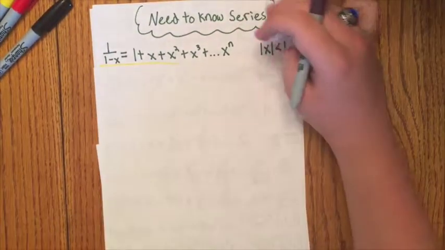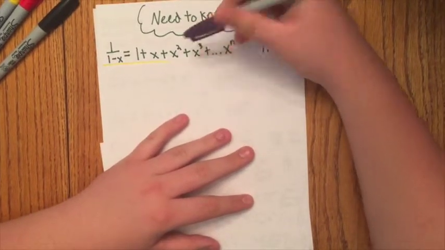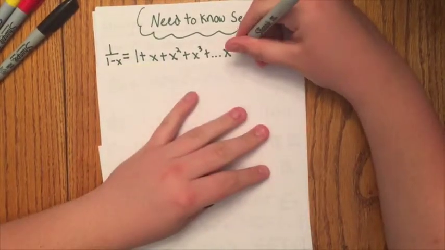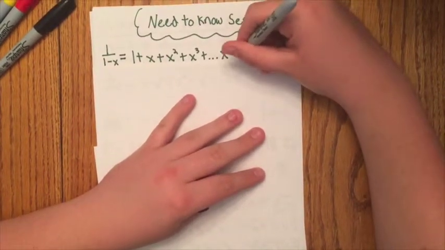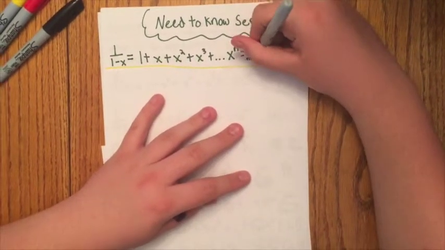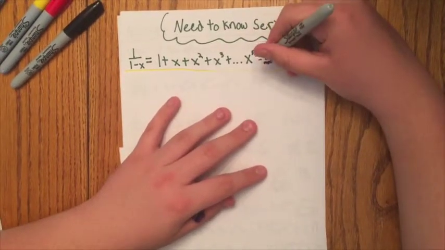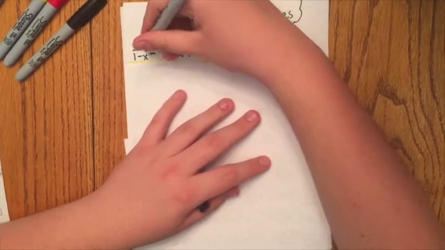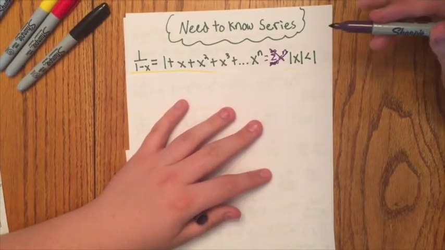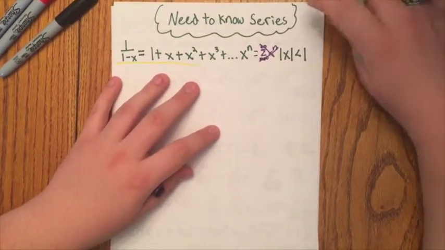The first series we have is 1 over 1 minus x is equal to 1 plus x plus x squared plus x cubed plus ... x to the n, which would also be equal to the sum from n equals 0 to infinity of x to the n. That's just another way it could be said, but you won't need to know that as much as you need to know everything else. Since this is a geometric series, the interval of convergence is the magnitude of x is less than 1. I'll give you a couple seconds to write that down.